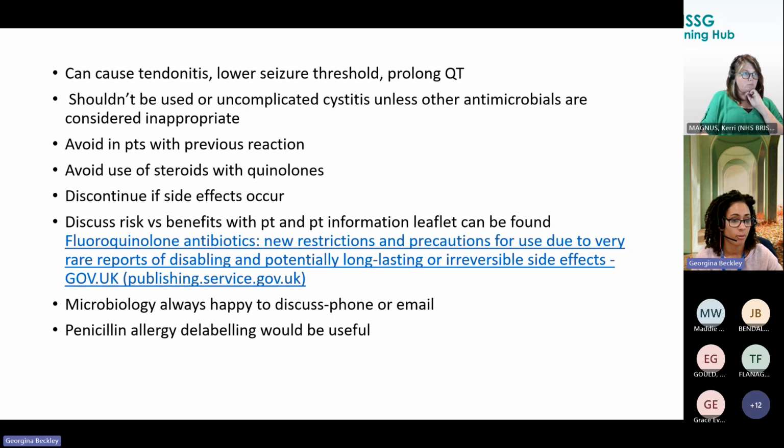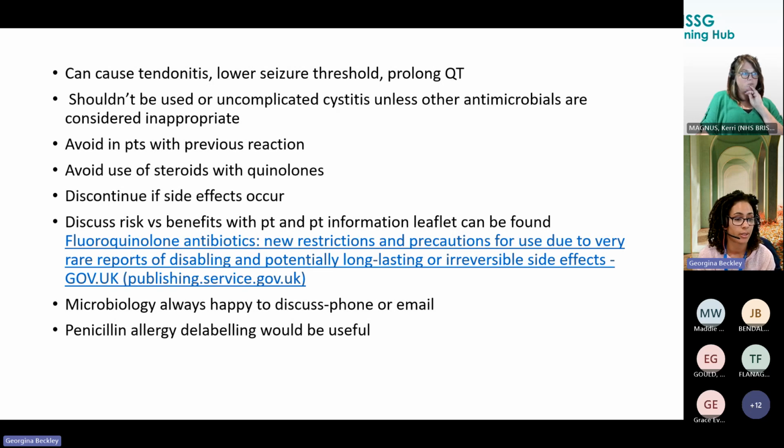Ideally they shouldn't be used for uncomplicated cystitis unless the other antimicrobial options aren't suitable, i.e. the bug's resistant to them. Try to avoid in patients who've had a previous reaction, and avoid concomitant use of steroids with quinolones, because that's thought to increase the tendinitis risk. Obviously discontinue promptly when side effects occur.